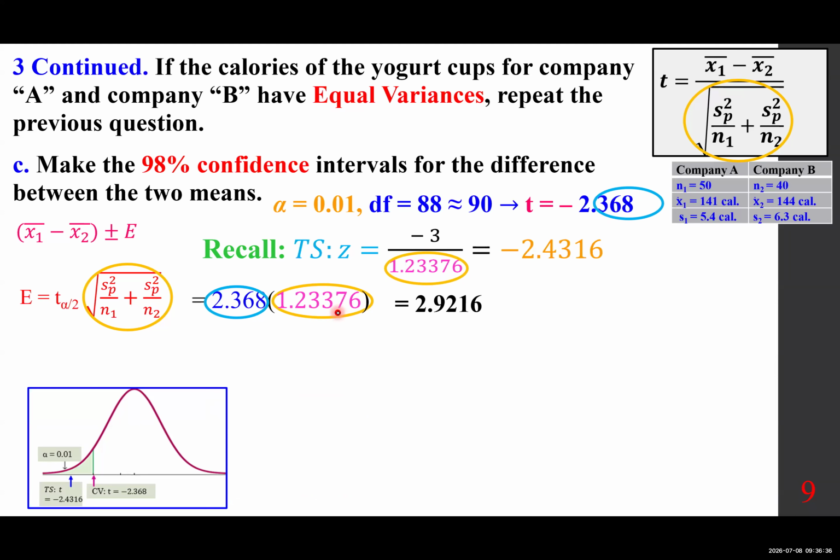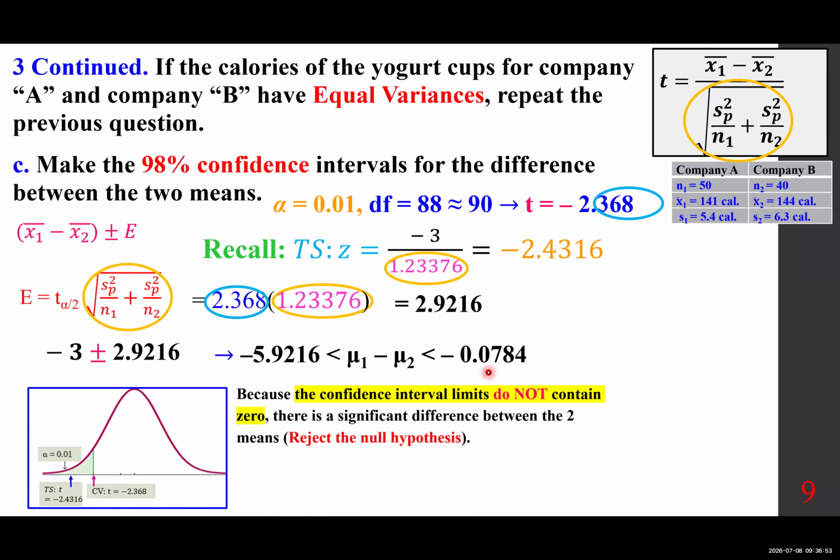So now x1 bar minus x2 bar was -3, so plus minus this number. So mu1 minus mu2 is -3 minus this number, which is -5.9216, and plus that number, which is this one. And of course, because the confidence interval limits do not contain zero, notice negative to negative, there's significant difference between the two means, reject the null hypothesis.